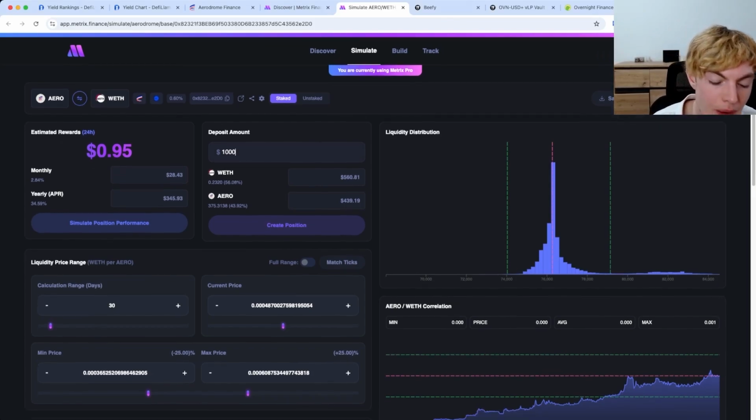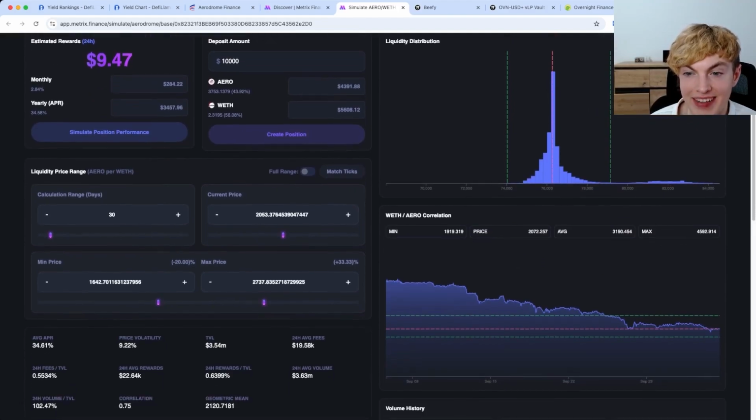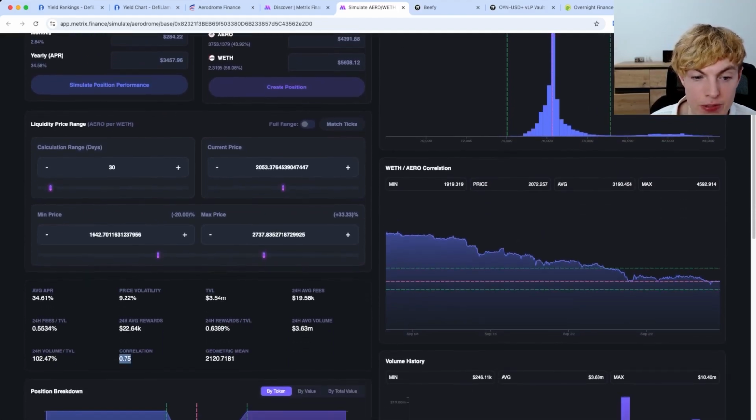Once again, I'm going to set that deposit amount to about $10,000. And since these assets are closely correlated, at least to an extent, they have a 75% correlation. It means I can go with a tighter range, because that would mean that supposedly when one goes up, the other one would go up with it. And as opposed to something like Ethereum to USDC, when Ethereum goes up, that doesn't mean USDC is going up.